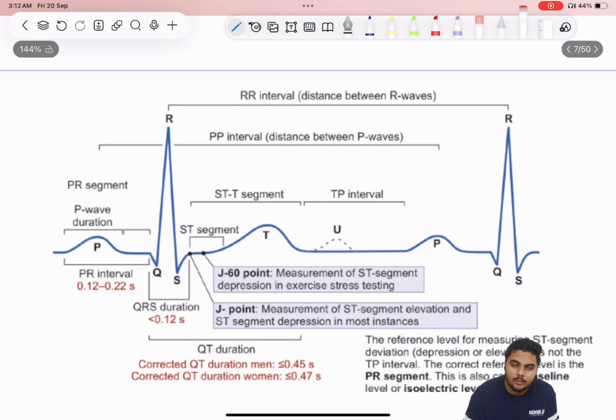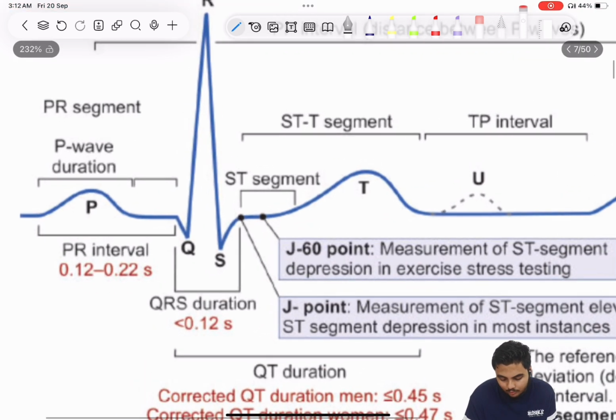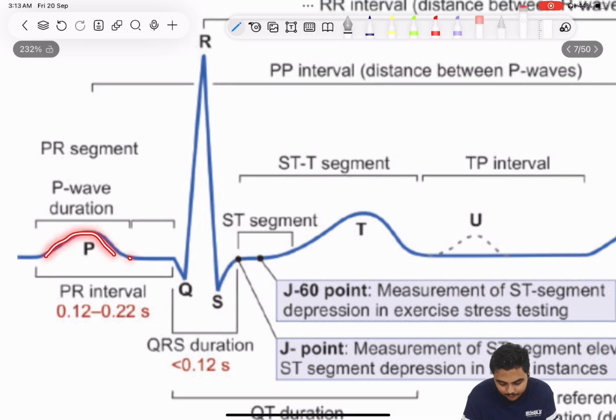Now, apart from the waves that we just discussed, we also have what you call a segment, right? So this wave is called a P wave. This straight isoelectric line is called a segment, right, guys? And the combination of a wave and a segment is called an interval, right, guys? So the P wave and the PR segment, both of these combined, form the PR interval.